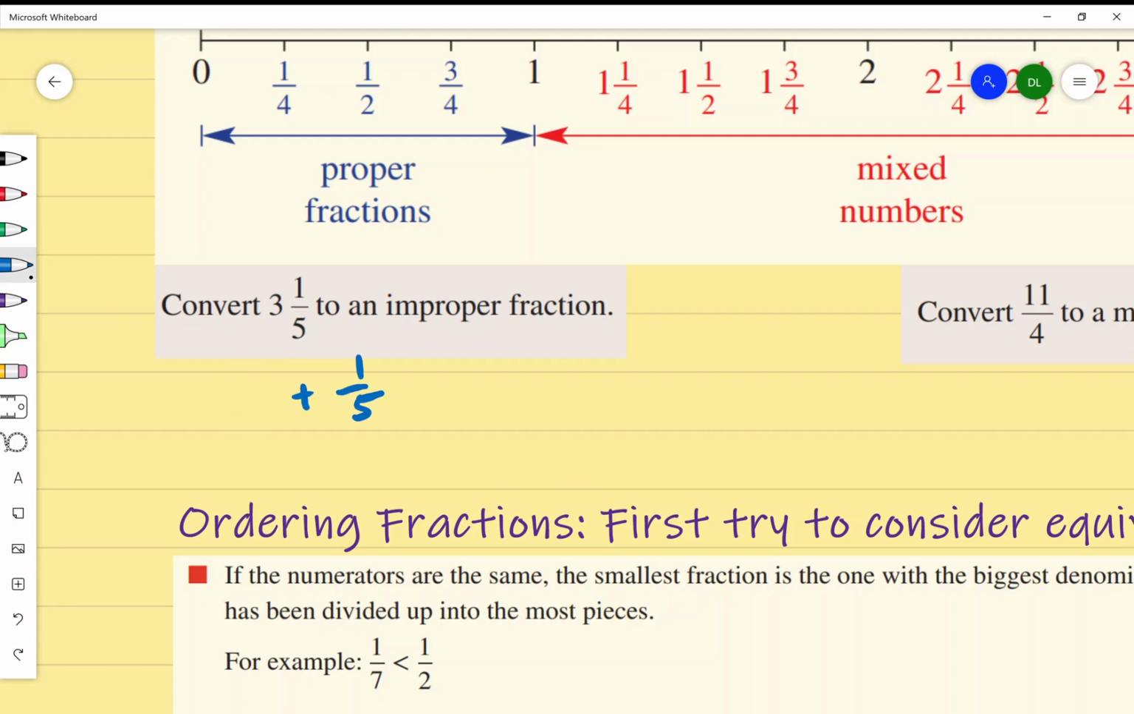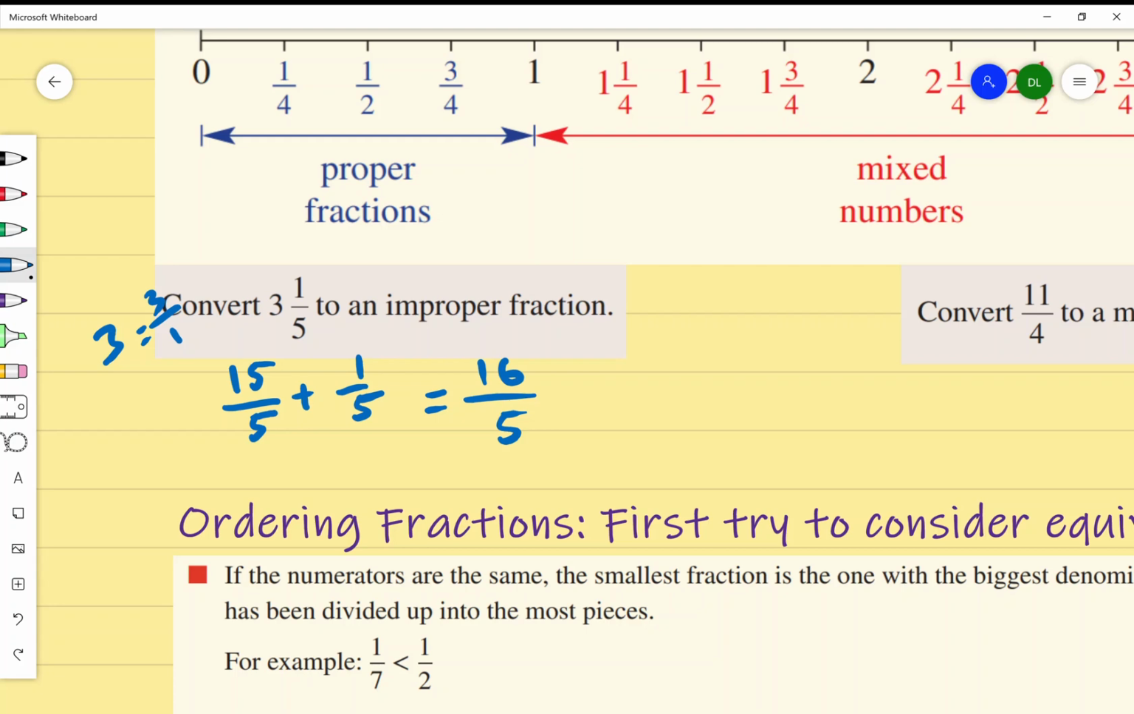Okay. How do I write 3 if it's over 5? We know that 3 is the same as 3/1, isn't it? 3 divided by 1 is just 3. I can times the top and the bottom by 5. What's 3 times 5? 15 over 1 times 5. Bam, now we've got two fractions with the same denominator. And so I can just add them together, can't I? So I get 16/5. That's the long way to do it.